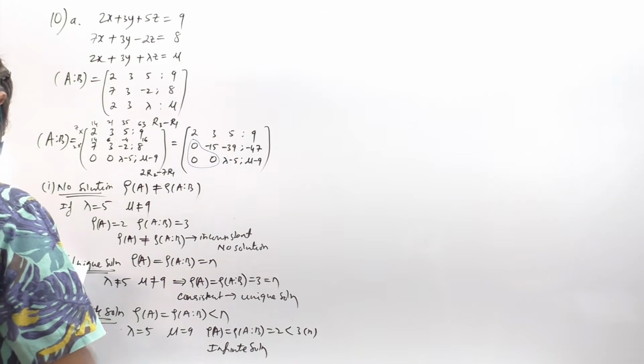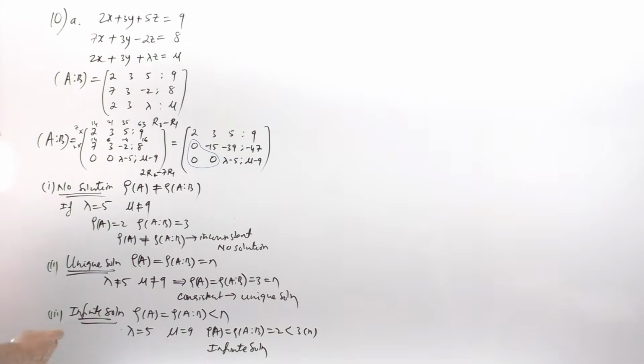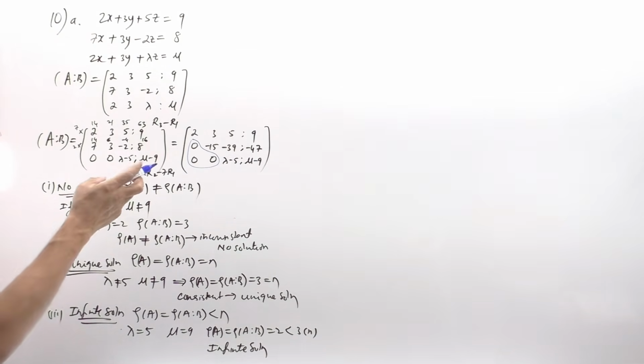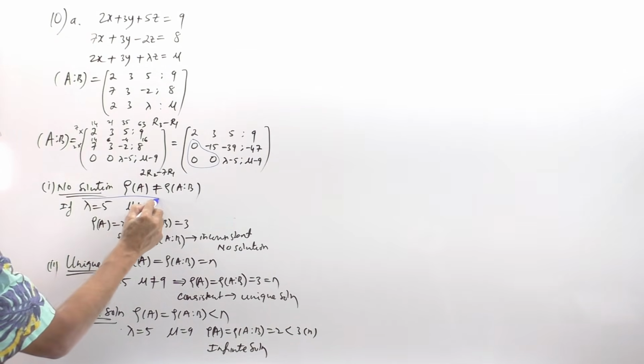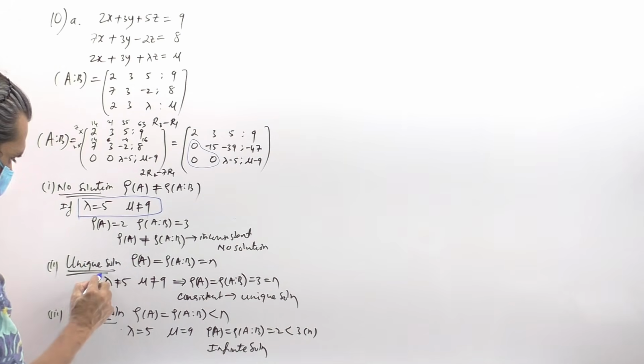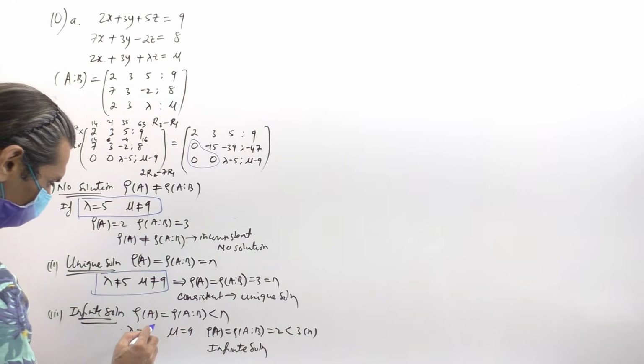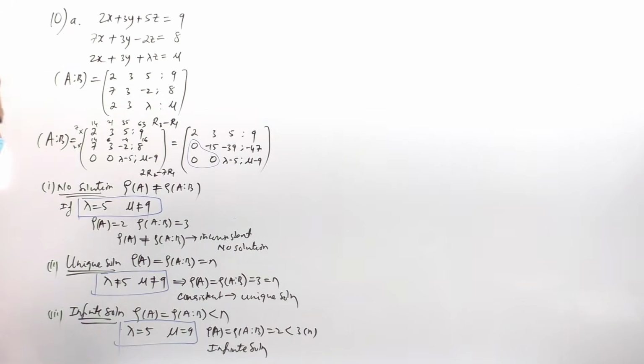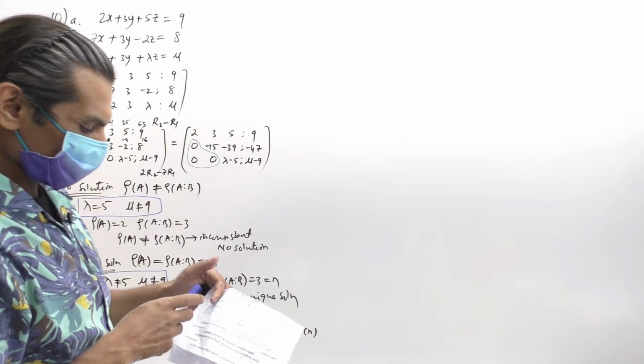That's all. Okay, fine. This is how we solve it. So you have to underline this. No solution means lambda is equal to 5, mu not equal to 9. And here lambda is not equal to 5, mu is not equal to 9. And here lambda is equal to 5 and mu is equal to 9. Compulsory underline it for the solution.